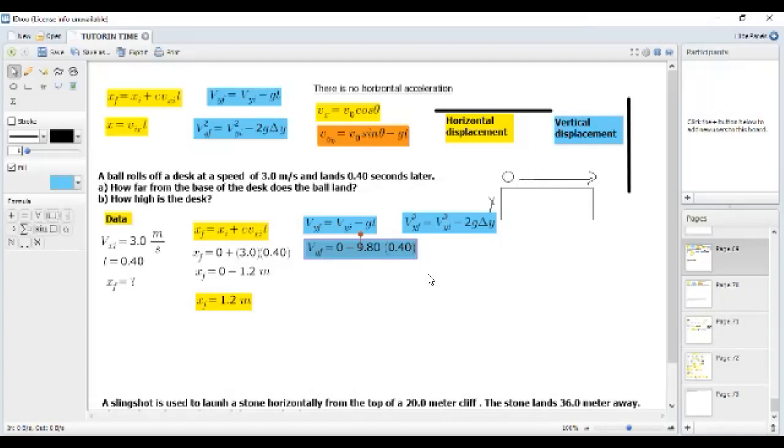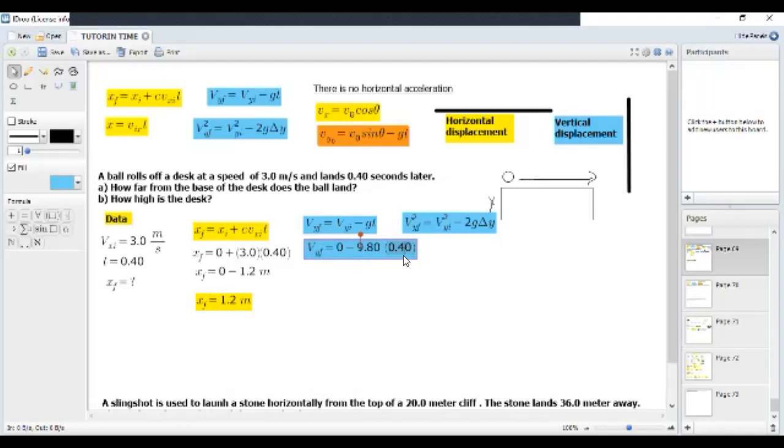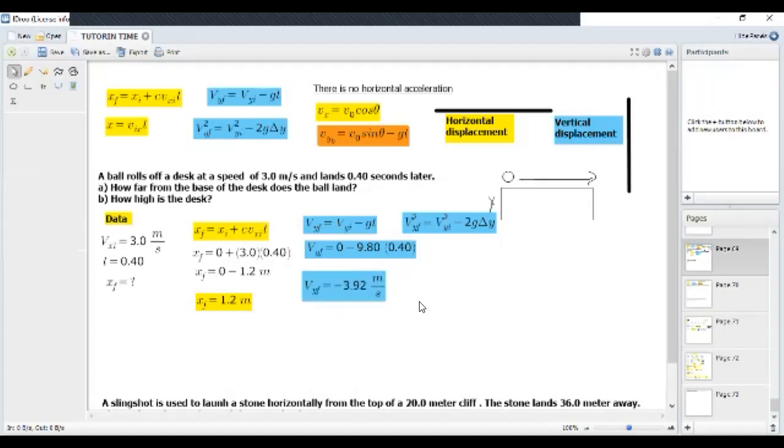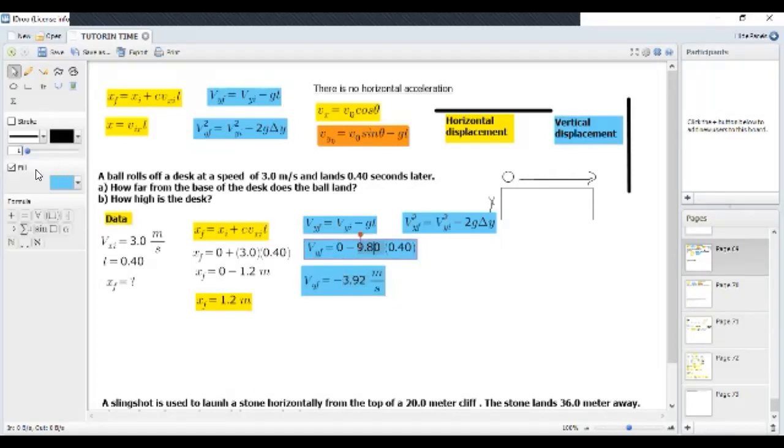In this case, we multiply 9.80 times 0.40. If you multiply that, you are going to get, let me calculate, 3.92 meters per second, because it's velocity. And 0 minus 3.92 is going to be negative 3.92 meters per second. And that's going to be your velocity.